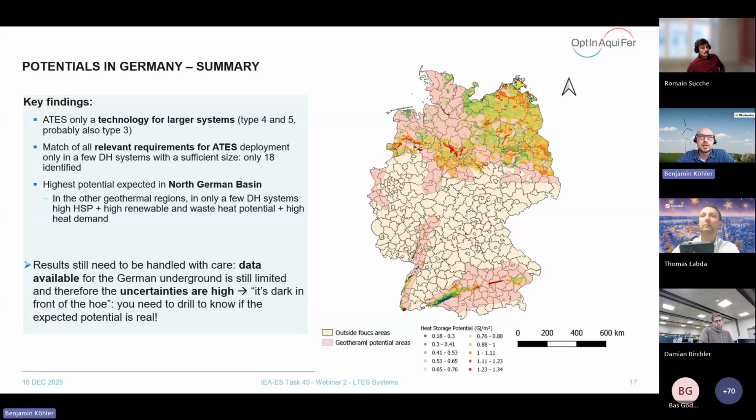However, the results still need to be handled with care. The data available for the German underground is still very limited, and therefore the uncertainties are high. I don't know if you can directly translate that from German to English, but our German geologists always said, "Vor der Hacke ist es dunkel," so it's dark in front of the hoe. So you need to drill to know if the expected potential is real. So it's comparable to what Bas Gottschalk just said.